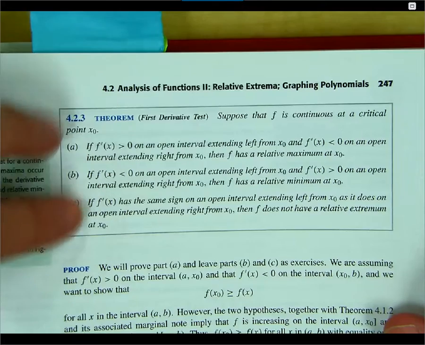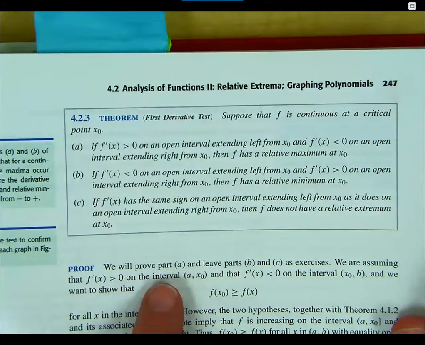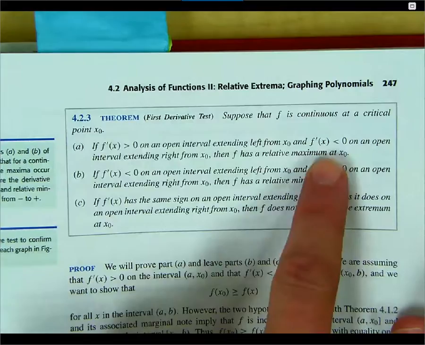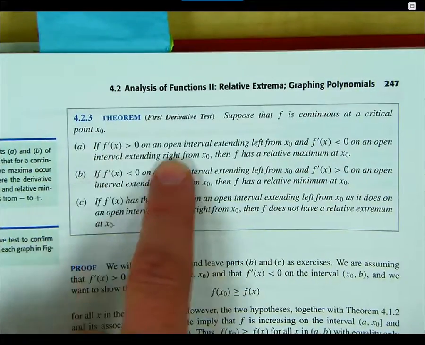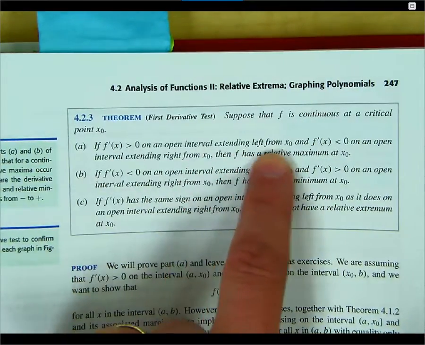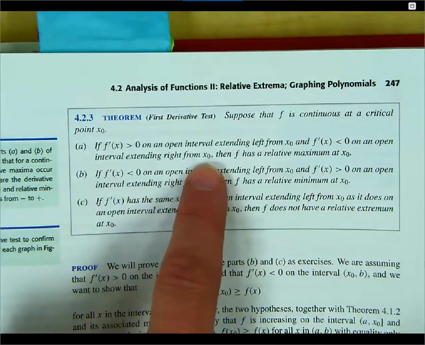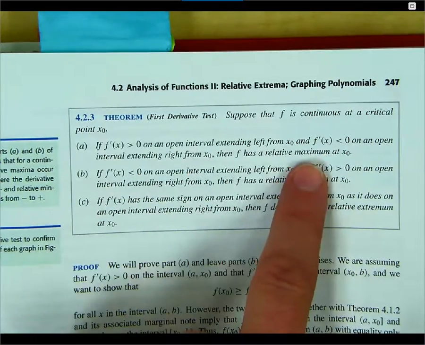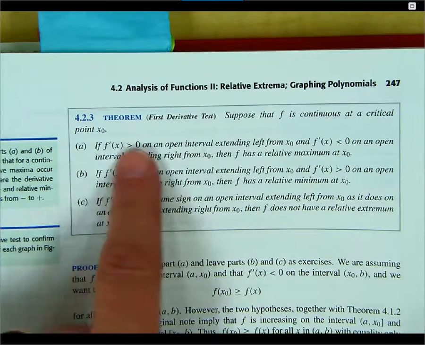It may look similar to this. So we need a continuous function at a critical point. The first piece here, part A, has a relative max. If the first derivative is greater than 0 on an open interval to the left and less than 0 on an open interval extending to the right, then it's a relative max. So basically we need the derivative to change signs in that order, from positive to 0 to negative.